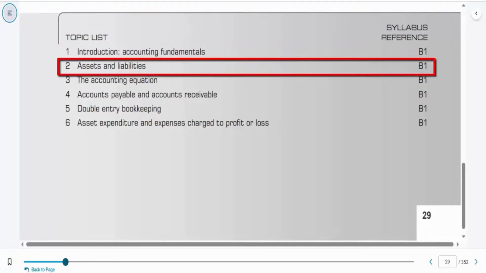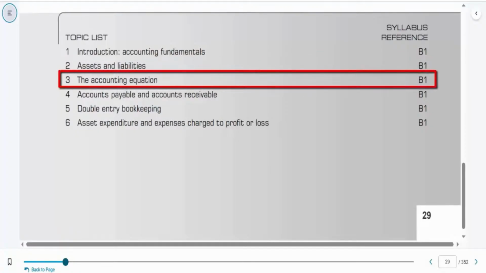2. Assets and liabilities. Next, we'll learn about two very important terms, assets and liabilities. These are the resources a business owns and owes, and understanding them is key to knowing what the business is really worth. 3. The accounting equation. Here, we'll see how assets and liabilities connect with a concept called the accounting equation. This equation is like a basic rule in accounting, and it will help us see how a company's finances are balanced.